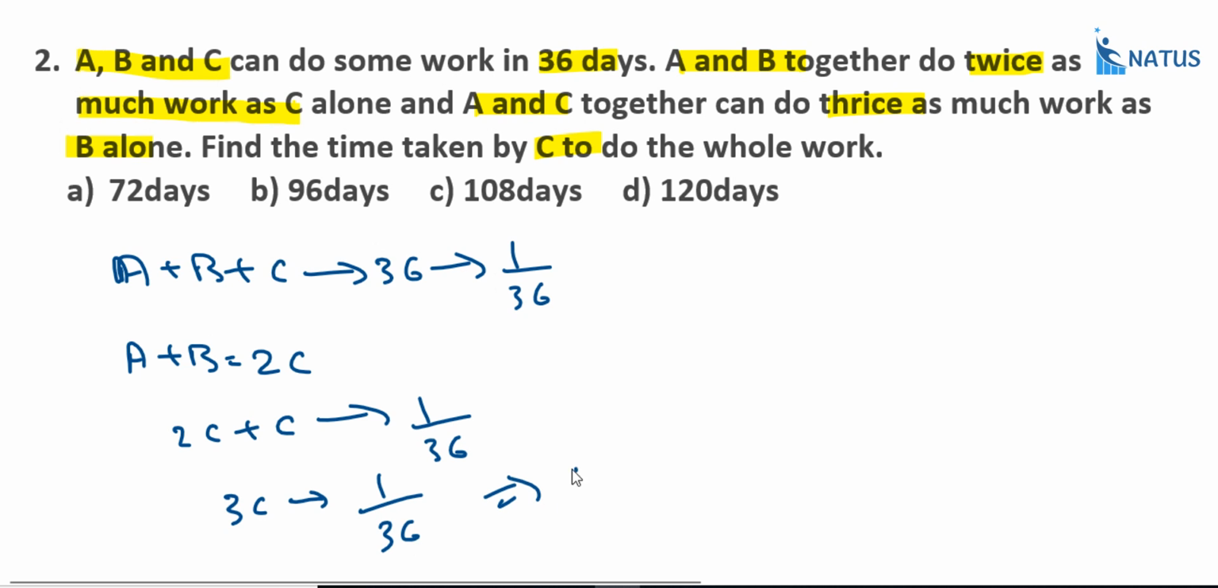That implies C in a day completes 1 by 36 into 3, that is 1 by 108. That implies how many days are required? 108 days are required. So what is the answer? Option C is the correct answer. Here, no need to take A and C and B. Suppose if you take A and C and B, then first you will calculate B and then substitute the B value in A and B, then only you will get this C. No need to do like that. Just take the A plus B and C combination.